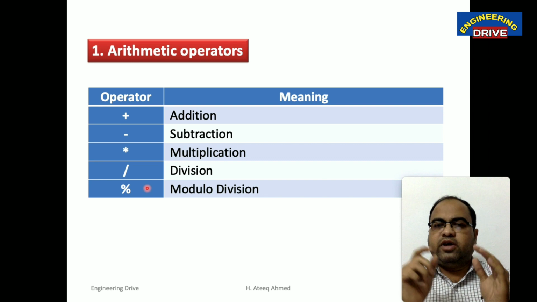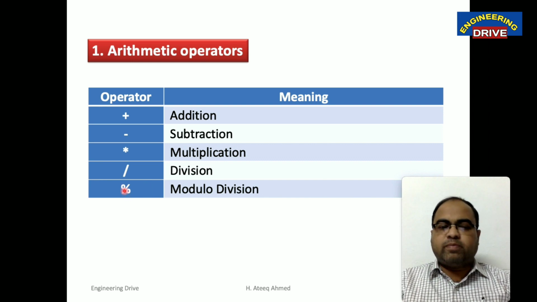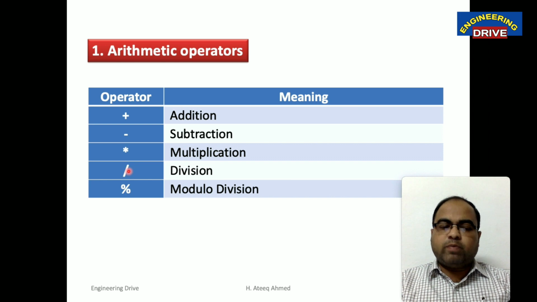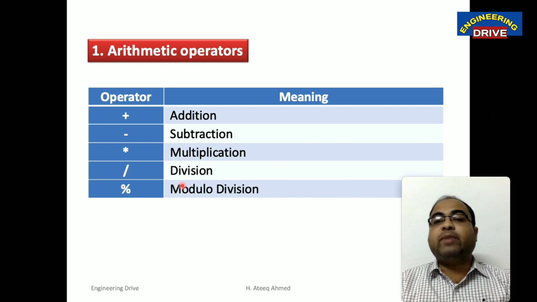If you divide A by B, you will get the quotient as the answer. When you use the mod operator, A mod B, you will get the remainder as the answer. So the division operator will give the quotient as the answer, and the mod operator will give the remainder as the answer.